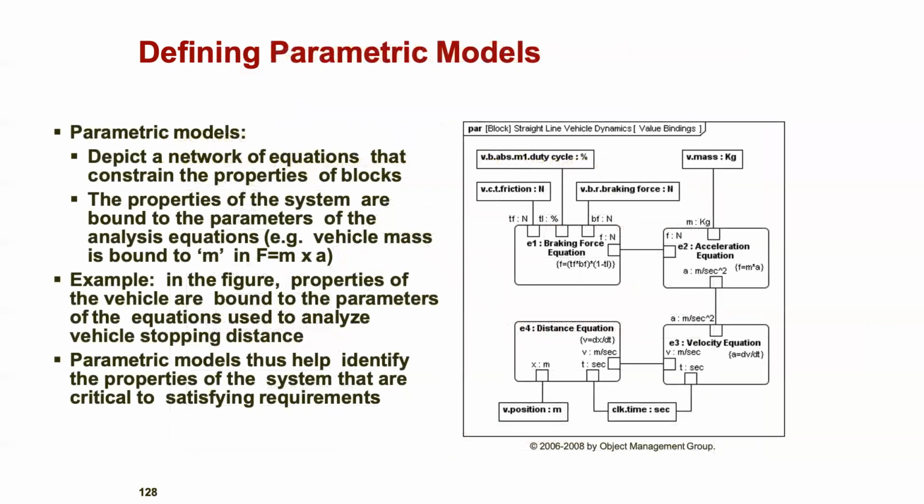So for defining parametric models, the parametric model depicts a network of equations that constrains the properties of blocks. How do they actually operate physically? The properties of the system are bound to the parameters of the analysis equation. You can think of, as an example, a common equation as F equals ma. So in the figure, the properties of the vehicle are bound to the parameters of the vehicle used to analyze the vehicle stopping distance. The parametric model thus helps identify the properties of the system that are critical to satisfying the requirements.